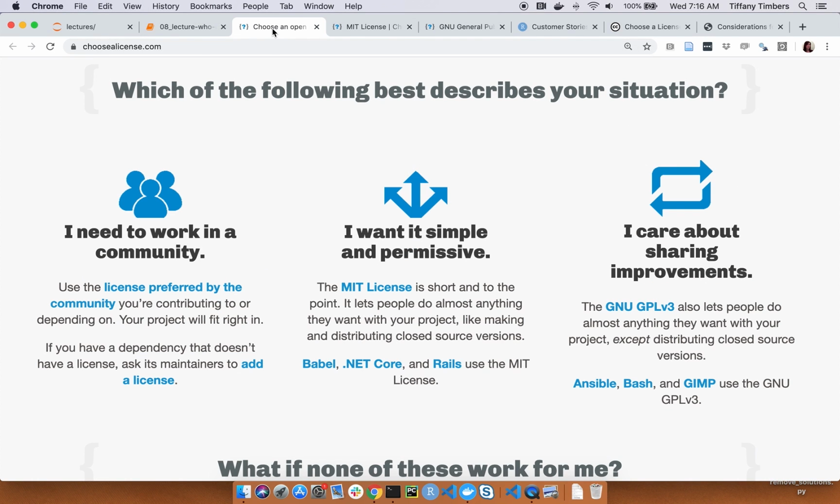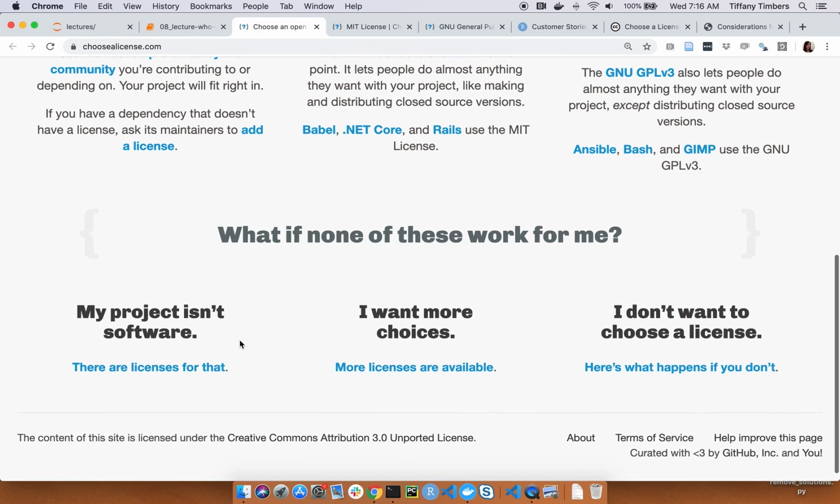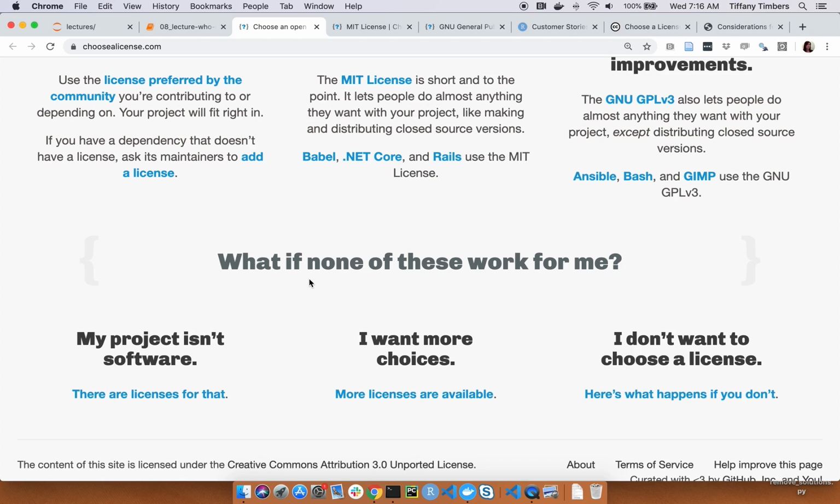Okay, so back to choosealicense.com. What if none of these things work for you? Well, we'll discuss in a minute what happens when your project isn't software, or if there are some components of your project that are not software. And I'm going to take you to a different website for that.